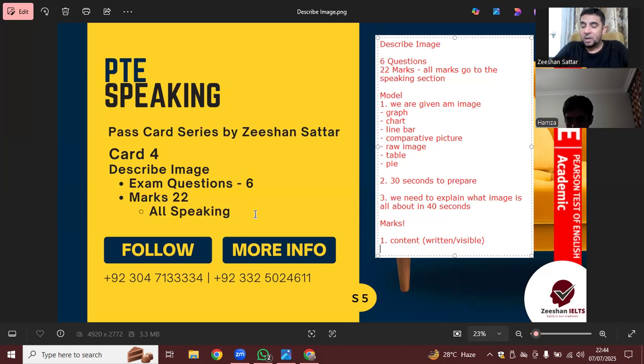Number two is the pronunciation. Pronunciation means the correct sound of the word, and it is the second marking criteria of every speaking question. We have already done 2 questions, and these were the first 2 marking criteria. And number 3 is the fluency, meaning the consistency of your speech. You can take a small pause, a breathing pause, but you cannot remain completely silent for more than 2 seconds. That is known as a long pause. So these are the 3 marking criteria.